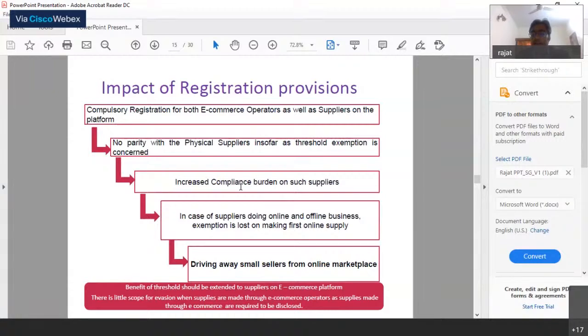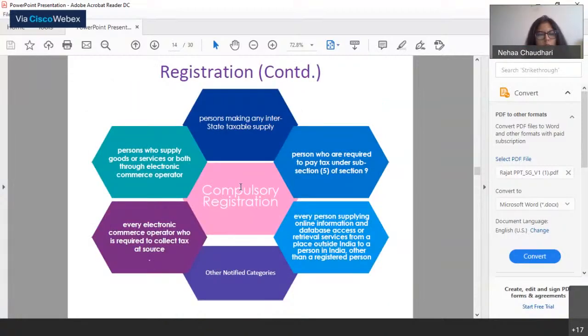Now, Rajat, I had a couple of questions for you on your previous slide before we get into the impact of registration provisions, and maybe the answer to that could also lead us into the impact provision. If I understand correctly, is this a fairly recent development where we're asking e-commerce operators as well as the suppliers on these platforms to also register, or is that something that's been there in Indian GST law for a while? That's my first question. If you could give us a little bit of historical context to it.